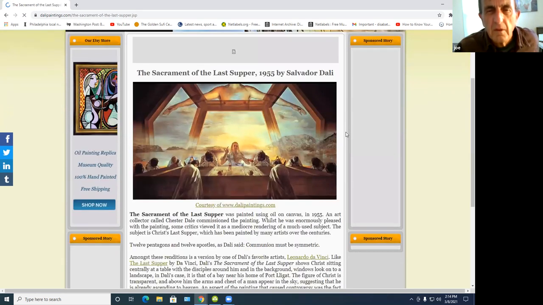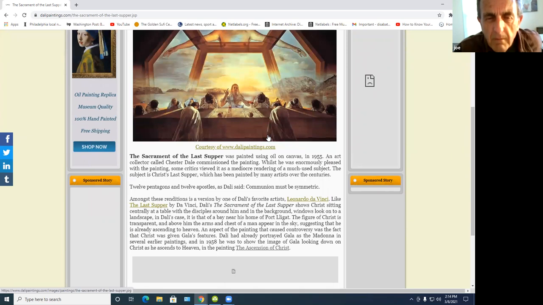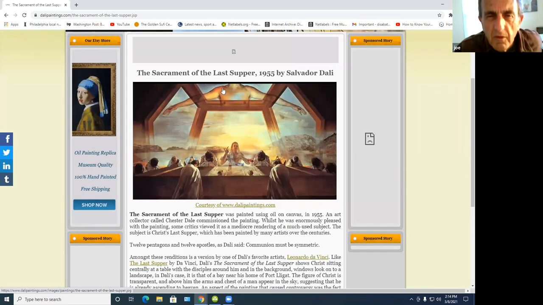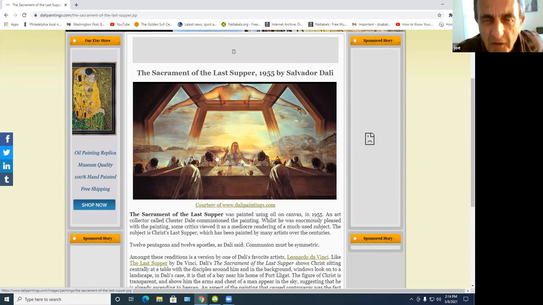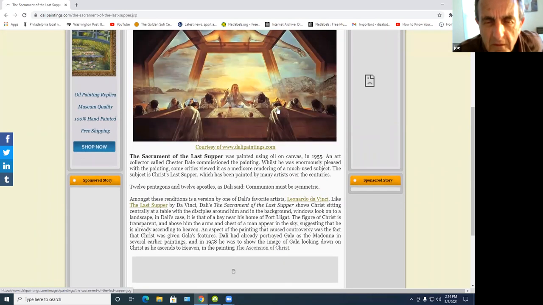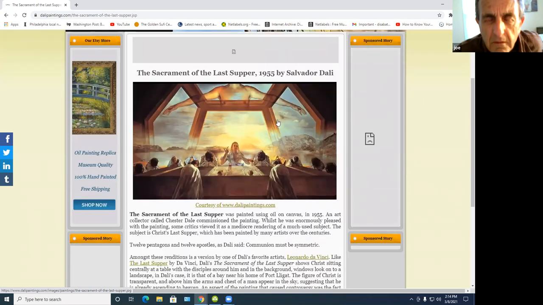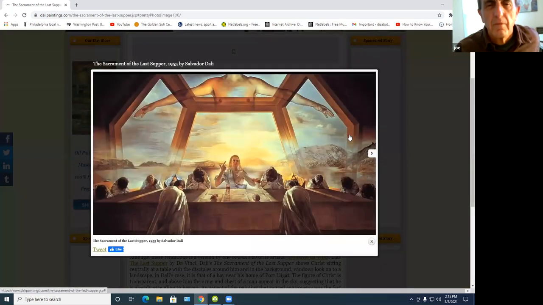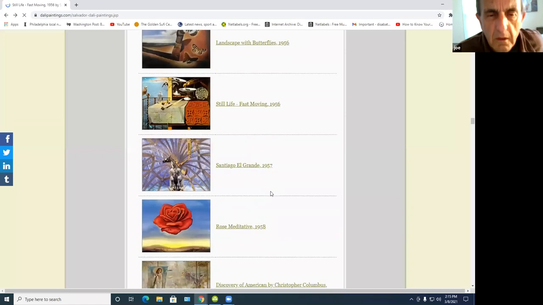It's a famous painting, The Last Supper, 1955. We see there's a figure of Christ. Again, you don't see his face. And he's transparent. You can see right through part of his body, see part of his chest. Same here. Or this is maybe God the Father, I'm not sure. All right, one more. Let's see here.